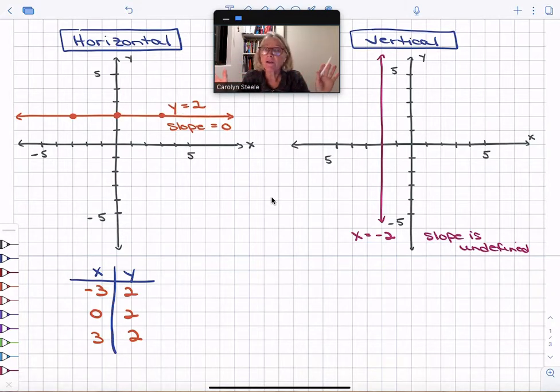We don't care at all about the x value. Whatever comes in, all we care about is that y is equal to 2. Okay, that's where the equation came from.